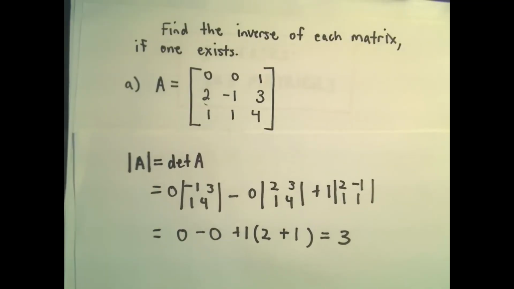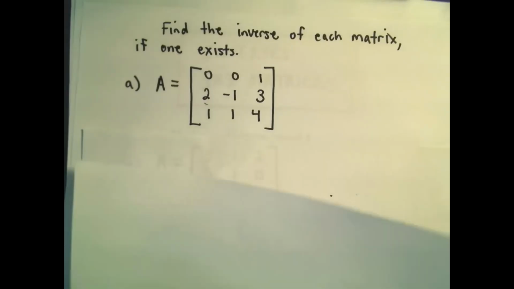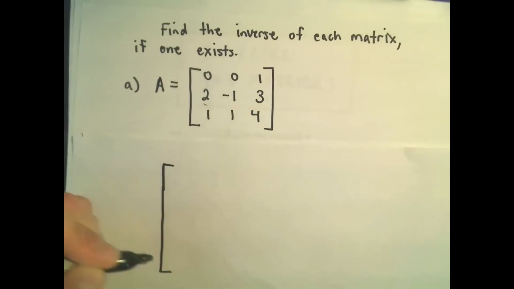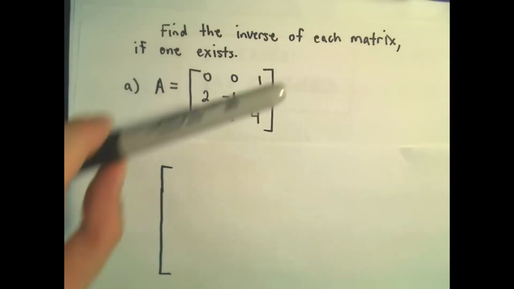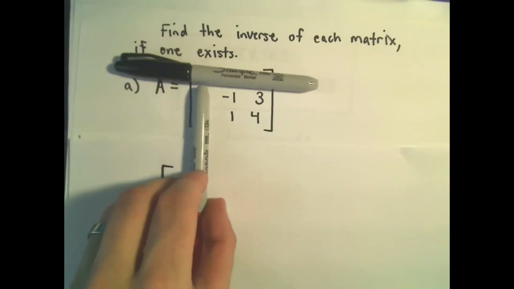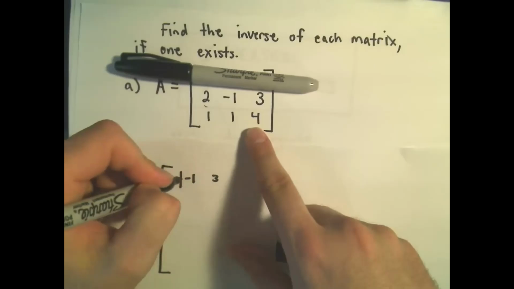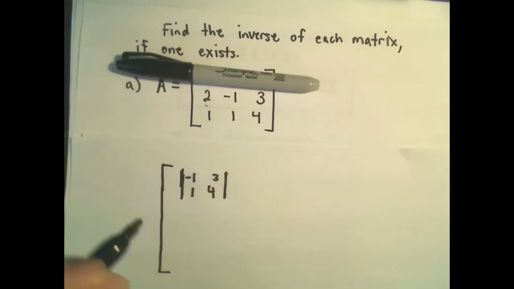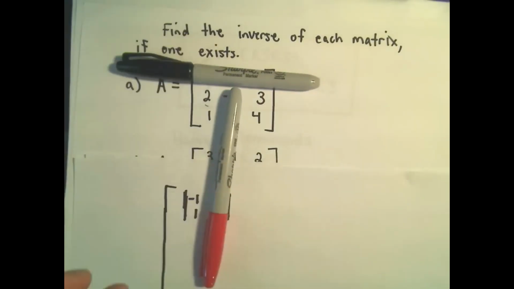The next thing I'm going to do is go about finding, I'm going to basically use the cofactors. So the way we do that is, if I cover up the first row and the first column, I'm going to be left with the numbers negative 1, 3, 1, and 4. So I'm going to calculate the determinant of that. I'm going to have to fill in some signs here in a second too, so I'll get to that in just a moment.